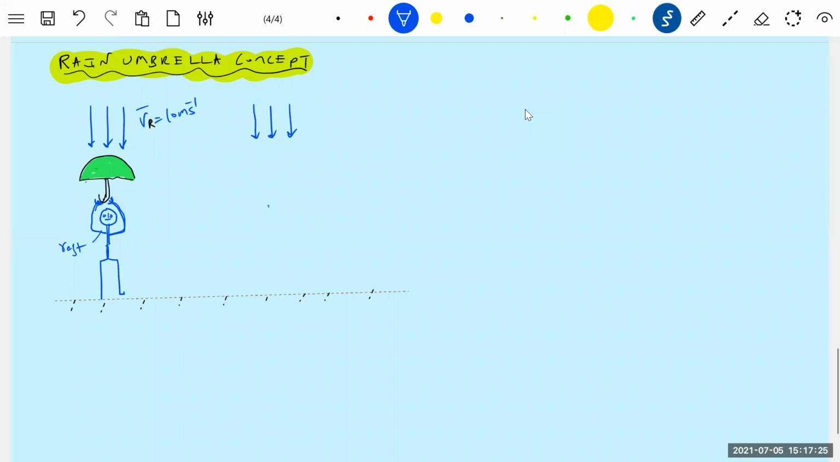Now the person is going to walk with a speed. Velocity of man, this is VM bar, 10 meter per second. How should we hold the umbrella? That is the question. So now we'll go for the velocity of rain with respect to man.